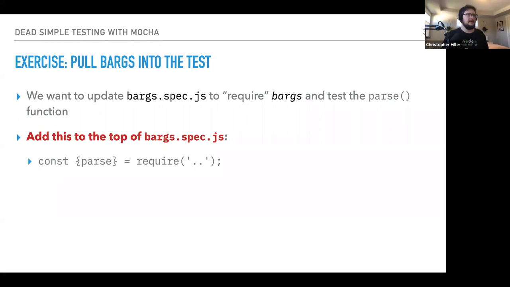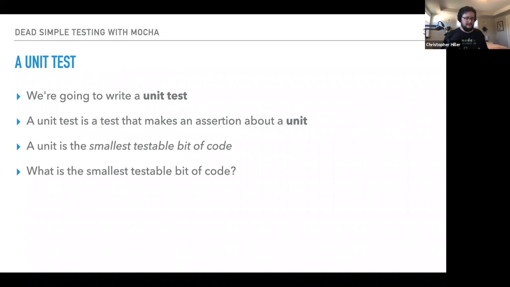I'm going to talk about unit tests, which is some terminology that we need to understand. What we're going to do with bargs is write a unit test for it. A unit test is a test that makes an assertion, like any other test, and it's going to make an assertion about a unit. But now we have to define unit. What's a unit? A unit is the smallest testable bit of code. Generally, that is a function. And for our purposes, a unit is a function.